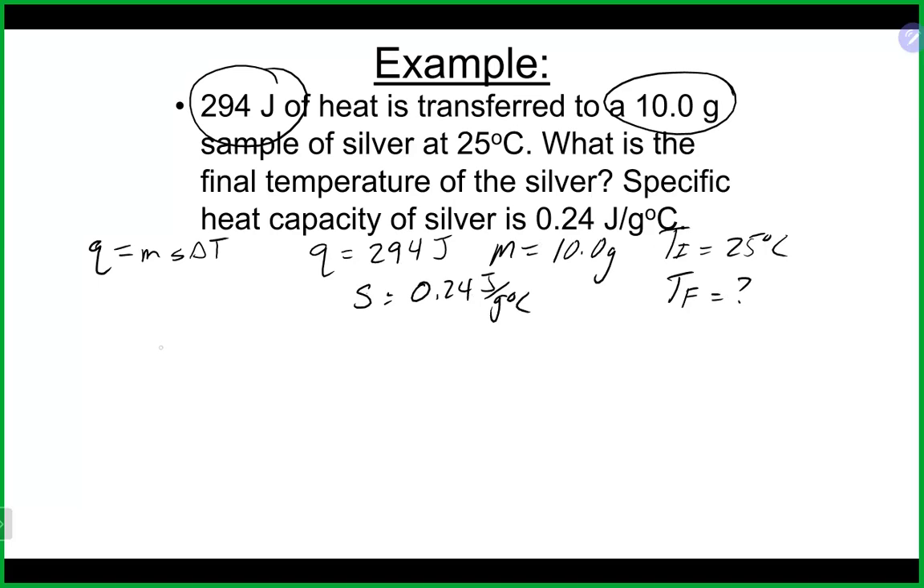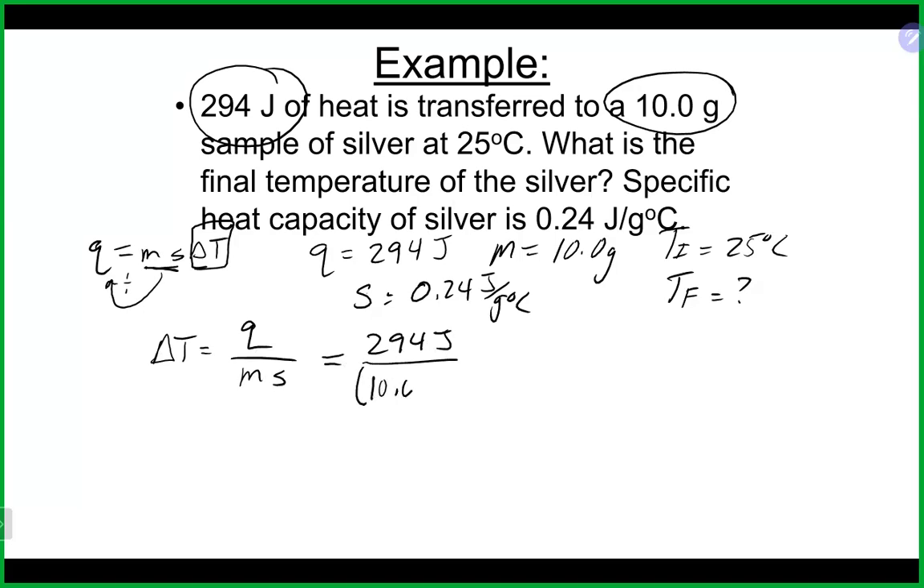So putting it in here, we are going to actually solve for the change in temperature, since we're looking for a final temperature. That means that these two need to be divided to the other side, and that will give us the change in temperature is Q divided by ms. Putting in our numbers, we will end up with 294 joules divided by our mass, which is 10 grams, and divided by our specific heat capacity, 0.24 joules per gram per degree Celsius.